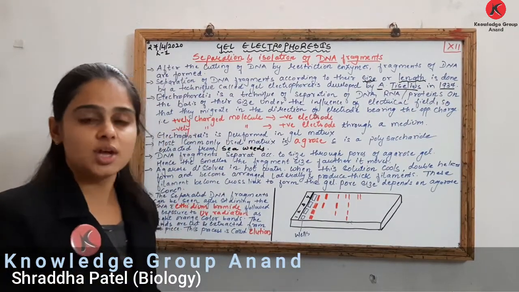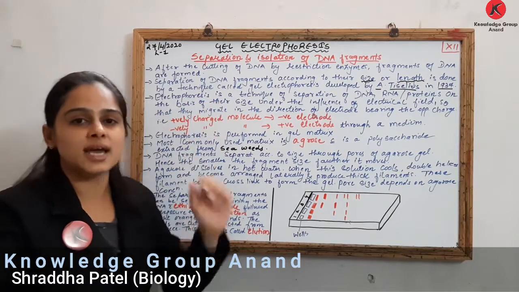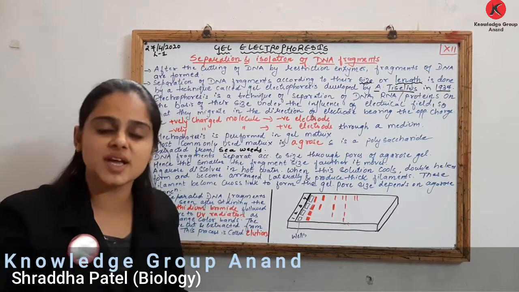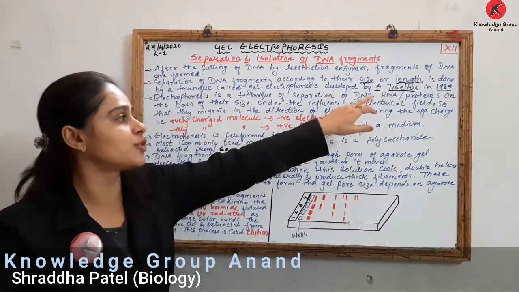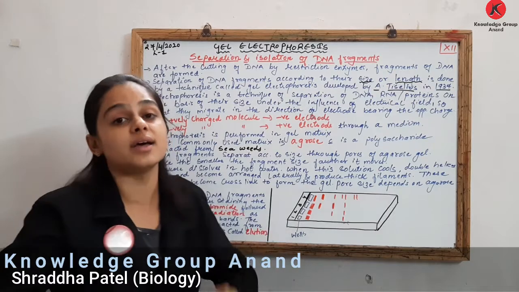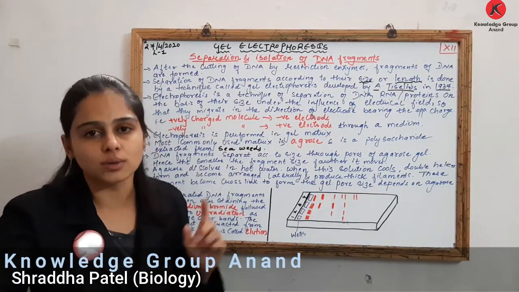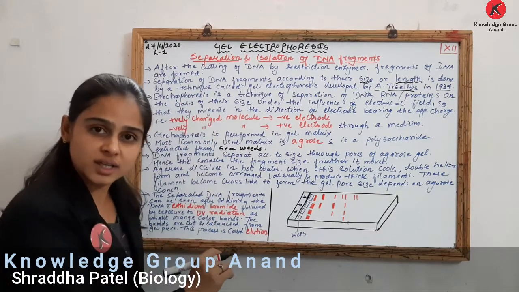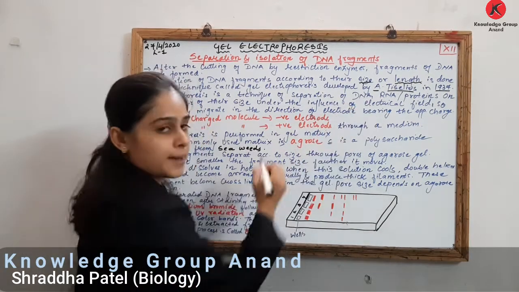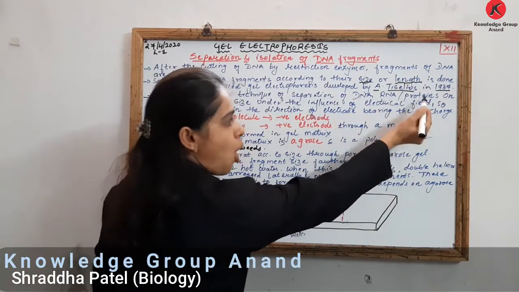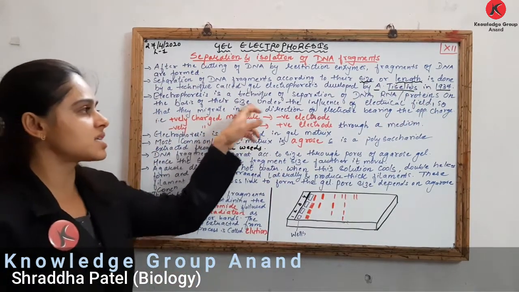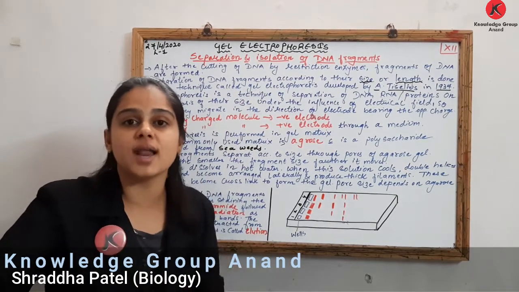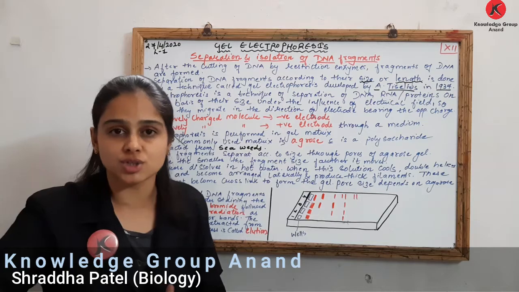Now as such, this electrophoresis can be employed for separation of not only DNA. It can be employed for separation of RNA as well as proteins also. So again, what have I written? Electrophoresis is a technique of separation of DNA, RNA or proteins on the basis of size under the influence of electric field. Very important thing, okay?